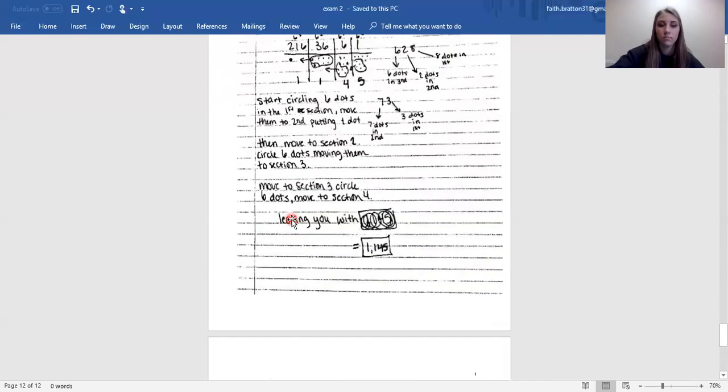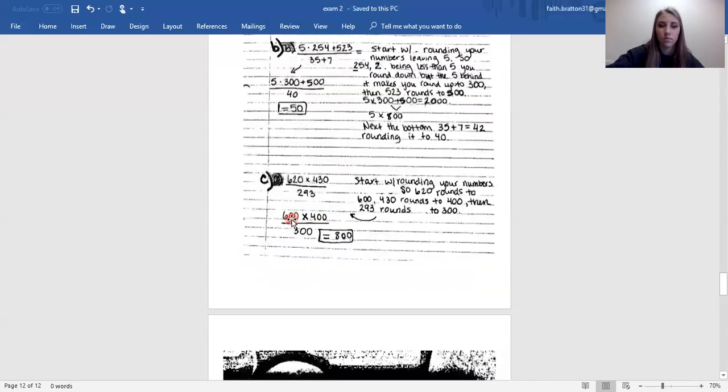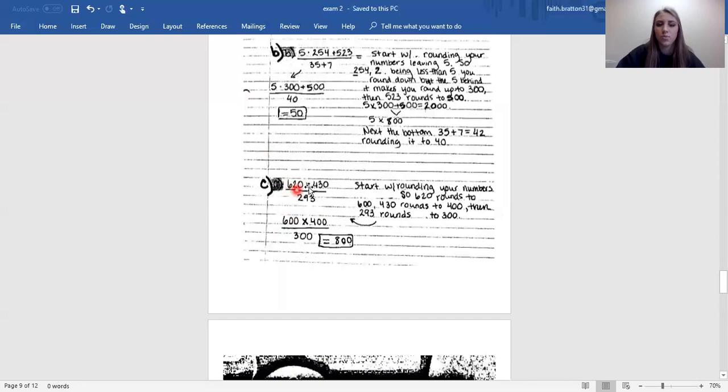For the next one, okay. 620 times 430. 620 rounds to 600. 430 rounds to 400.